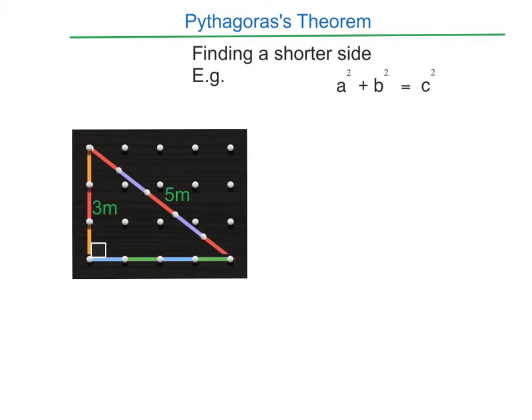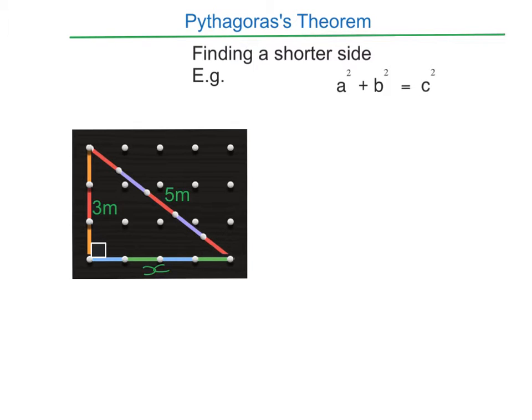So now let's do an example. Here's an example where I've got a 3 here on this short side and a 5 here, and this one down here, which is the one I don't know. So I better label that. I'll make it X. I'm trying to find what X is.